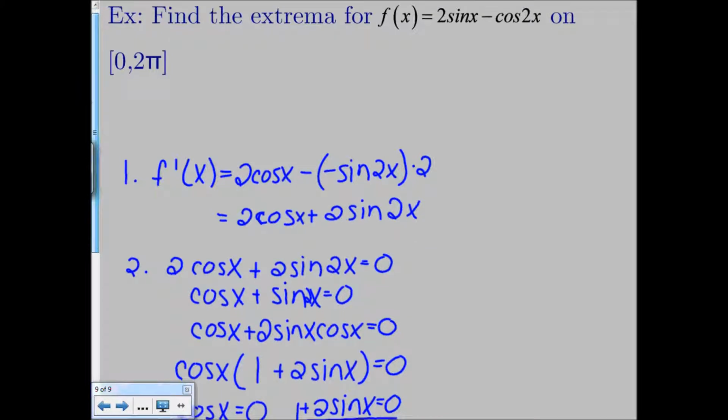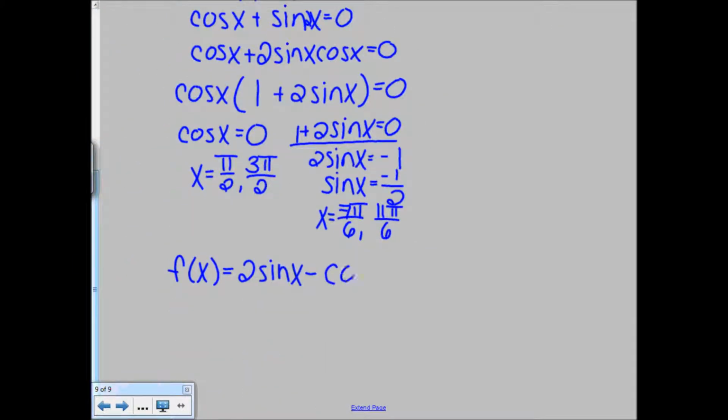Two sine of x minus cosine of 2x. Okay, so let's find all of our function values. So we're going to do f of pi over 2 first. So f of pi over 2 is going to be 2 times the sine of pi over 2. Well, sine of pi over 2 is 1, so we're going to get 2 times 1 minus cosine of 2 times pi over 2. 2 times pi over 2 is just pi, and the cosine of pi is negative 1. So we're going to get minus negative 1, which is going to be equal to 2 plus 1, or 3.